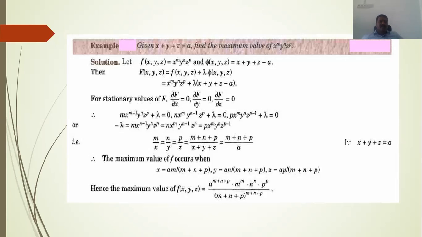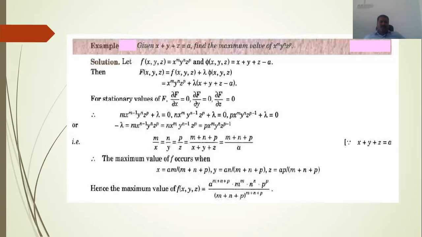Then which yields m into x power m minus 1, y power n, z power p plus lambda equal to 0. Similarly, dou F by dou y equal to 0 says n into x power m, y power n minus 1, z power p plus lambda equal to 0. And dou F by dou z equal to 0 says p into x power m, y power n, z power p minus 1 plus lambda equal to 0. So from these three, you can pull out lambda, and all three lambdas should be equal.